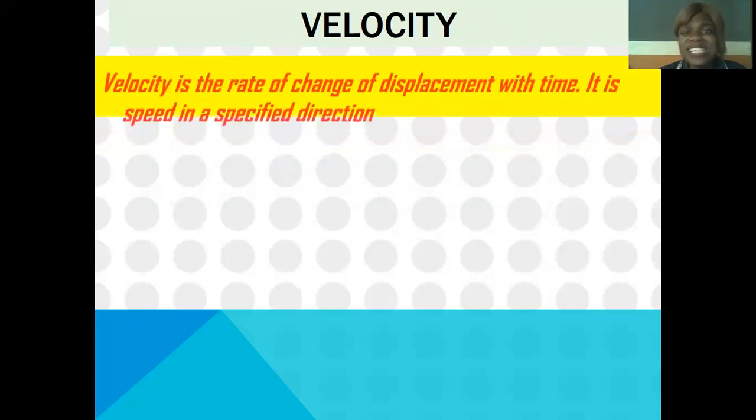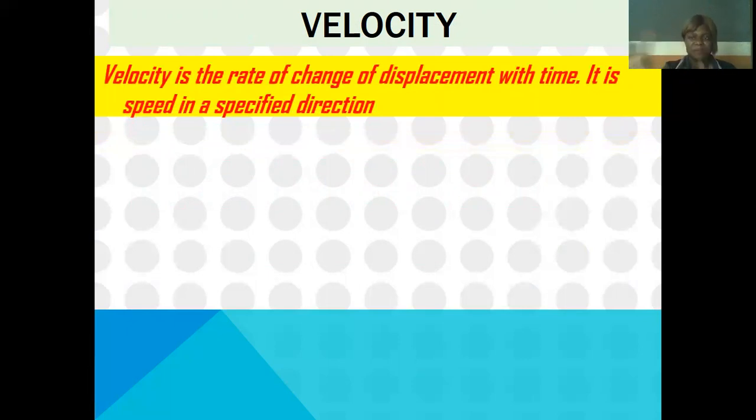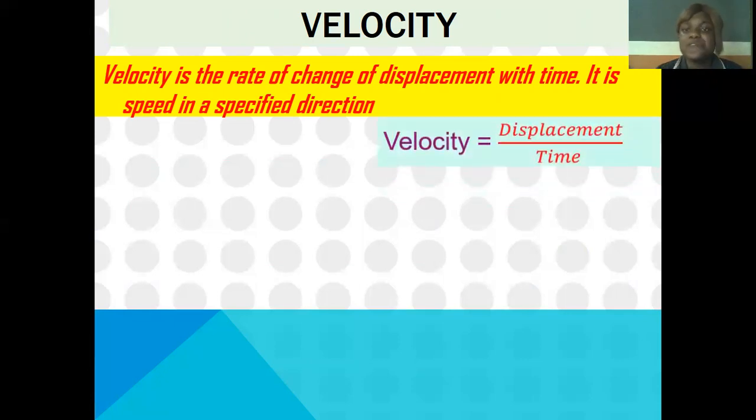Now for velocity, pay attention. Velocity is the rate of change of displacement with time. So it is the same thing as speed, but it's in a specified direction. You see what I was telling you then about speed being a scalar quantity? Velocity is not a scalar quantity. It's a vector quantity, and it has both magnitude and direction. Okay, so it's the same thing as speed, but instead it's in a specified direction. So velocity, like I said, is displacement over time.